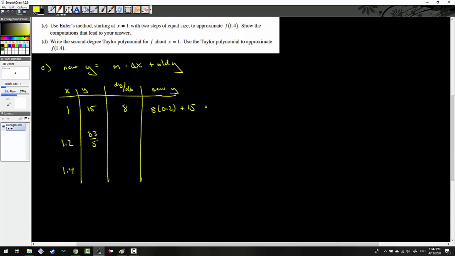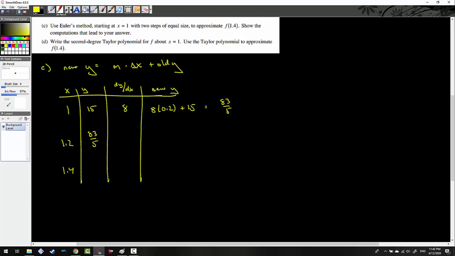Now I know it's a pretty nasty looking number, but it's okay. It'll clean up at the end of the problem here. Dy over dx at that moment in time of this 83 over 5, and again I have to remind you, 83 over 5 is the result of the new y. So the new y goes into the y of the 1.2.